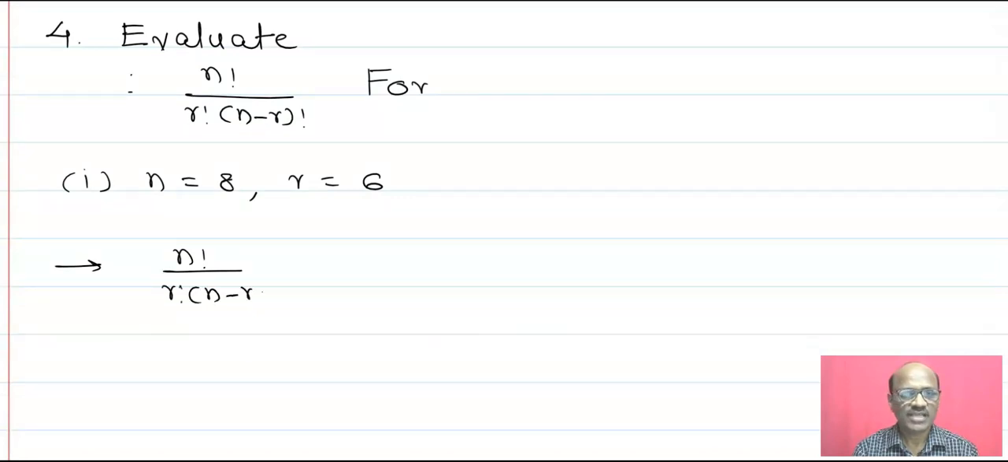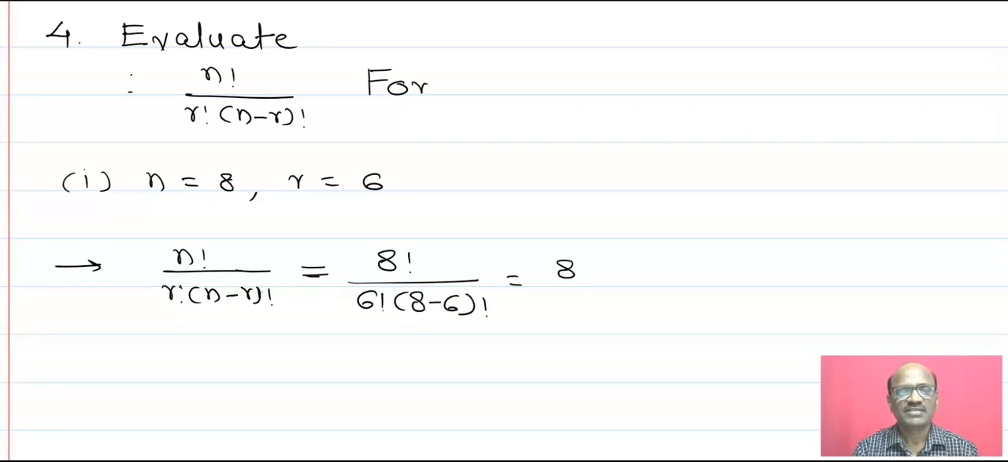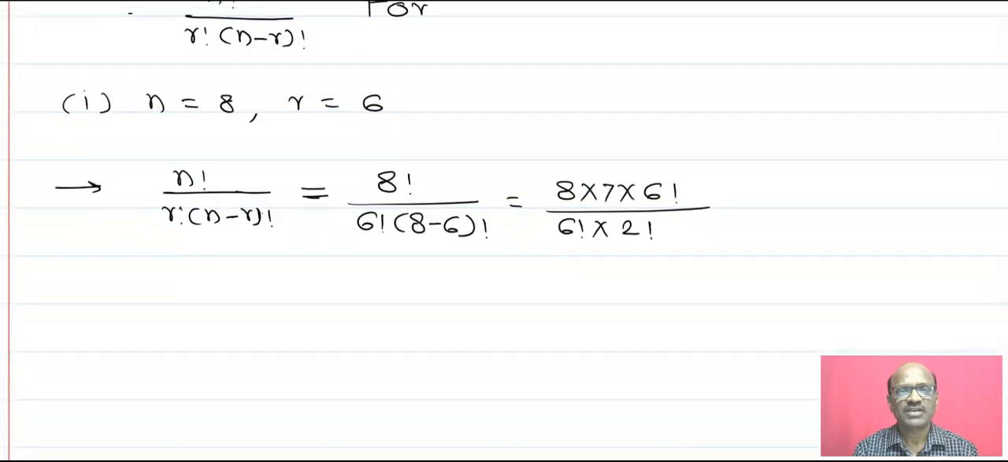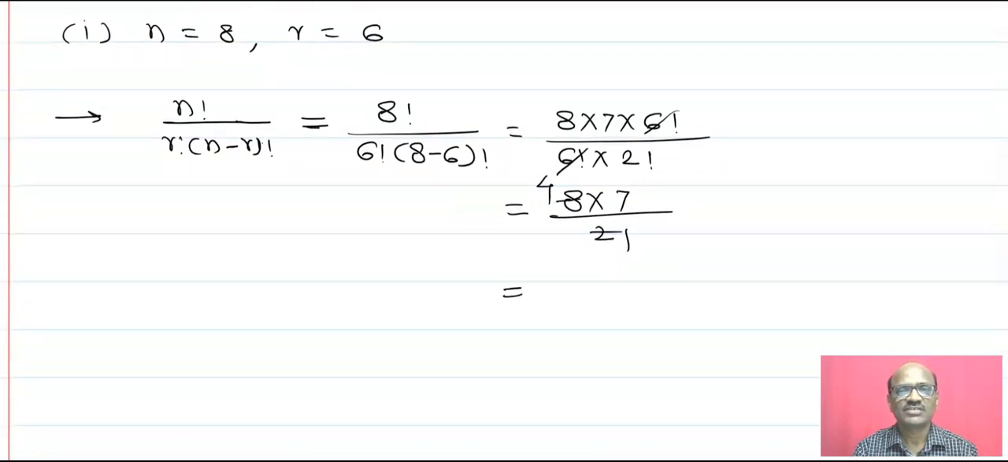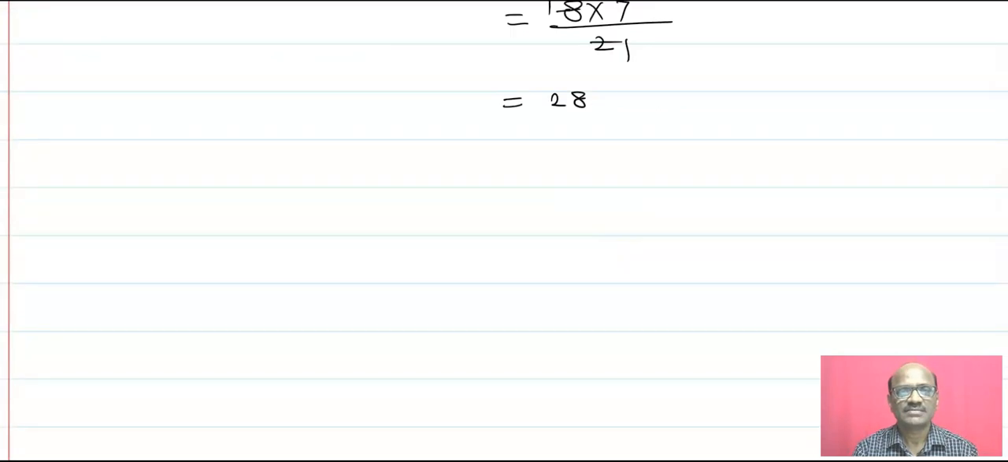Now evaluate n factorial upon r factorial into n minus r factorial for the following values. N is equals to 8 and r is equals to 6. This is 8 factorial upon r is 6 factorial. 8 minus 6 means what? 2 factorial. Now 8 can be written as 8 into 7 into 6 factorial upon 6 factorial into 2 factorial. Now 6 factorial gets cancelled. Then 2 factorial means what? 2 into 1, which gives 28.